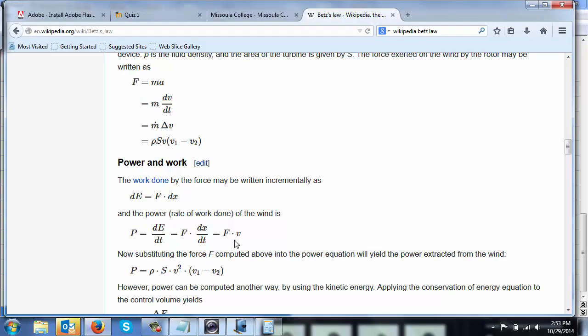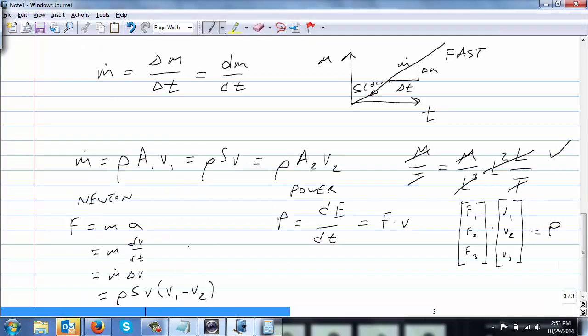All right. Now, substituting the force computed above into the power equation will yield the power extracted from the wind. So right there we've got an equation for force. So really all we're going to do is take what we just calculated on the left side here and run it through the power equation. The only thing that changes is we're going to square that V, right? Because there's our force multiplied by the V. So equals rho S V squared, V1 minus V2. That's power.